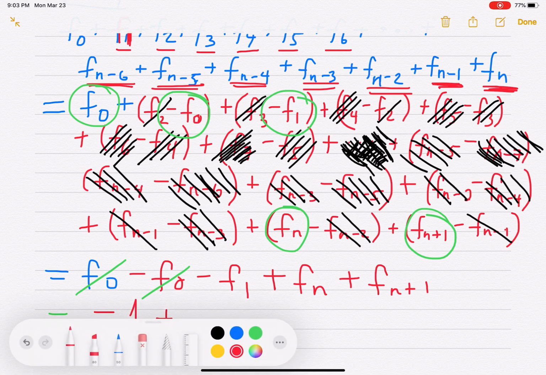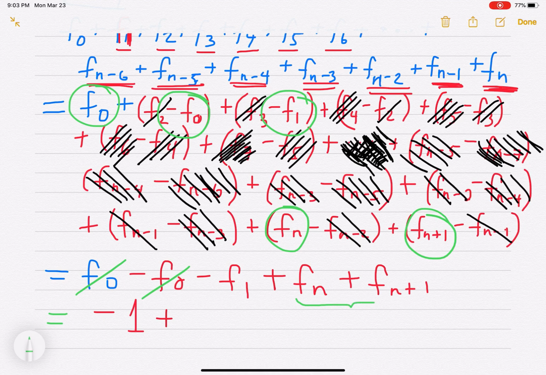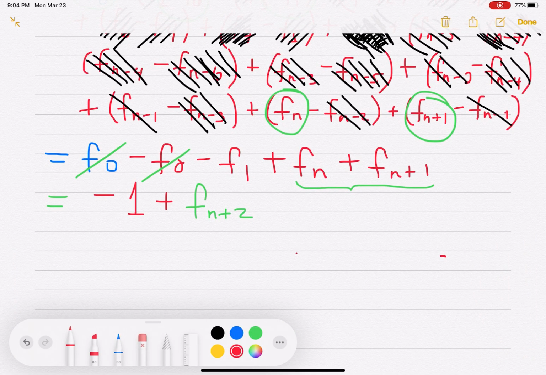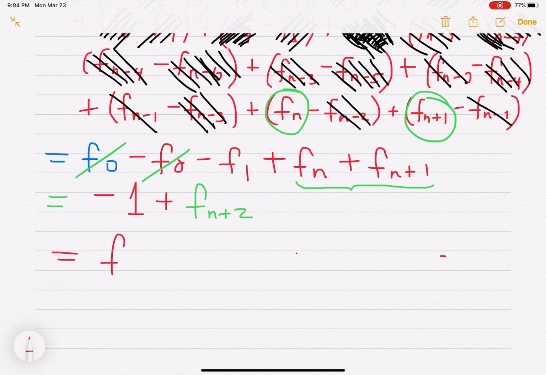Plus, now we can put these two together. If I take f sub n plus f sub n plus 1, using the Fibonacci recursive definition, this is f sub n plus 2. So if I scroll just a little bit more, I can rewrite this as follows. This is going to be f sub n plus 2 minus 1. There we are. There's our proof. Pretty neat, pretty neat.